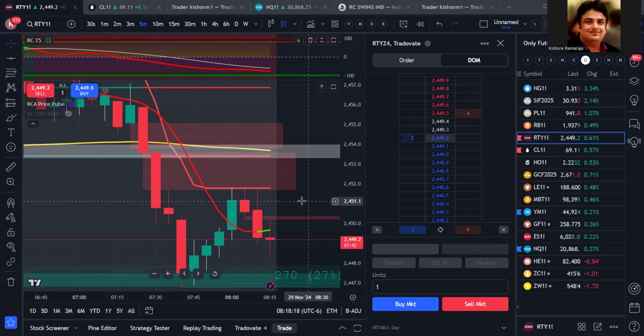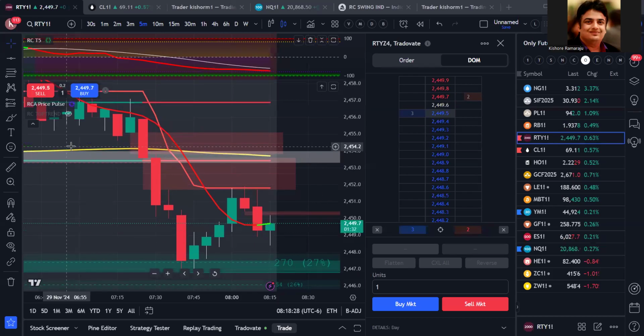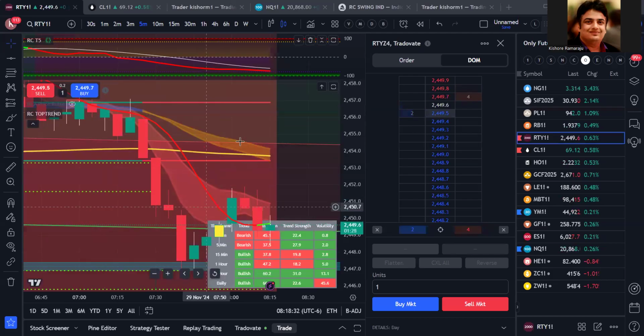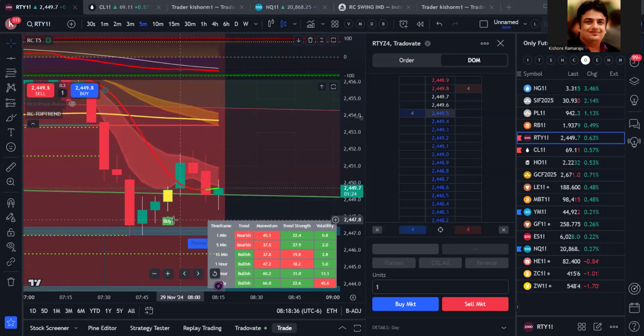Then you have this red line. Price tried to break it, but again price is coming down from this red line. That is also giving us an indication price can go down. Then within top trend, your background is completely red. That means there is a lot of bearish momentum. Even though you have a buy signal, that is basically an invalid buy signal because your trend is bearish. So that gave another indication.